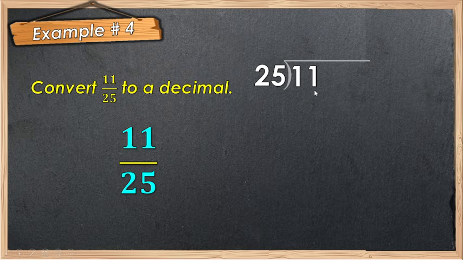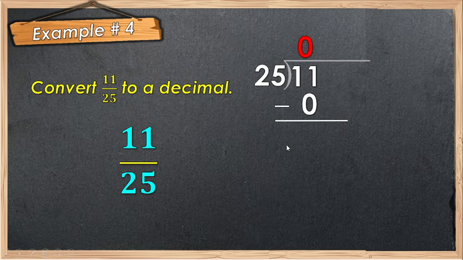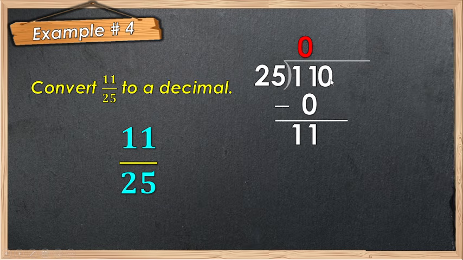How many 25 in 11? We have 0. Okay? So multiply. The answer is 0. Then proceed to subtraction. 11 minus 0, the answer is 11. Add 0. Therefore, you need to place the decimal point. Then we have now 110.